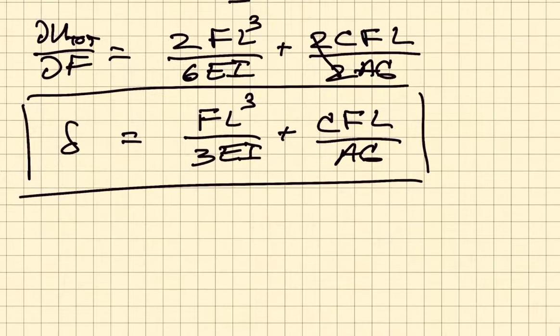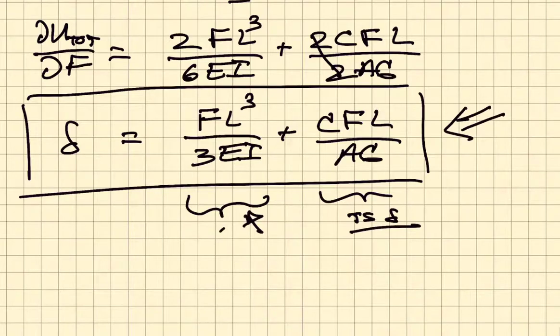And you'll notice something. This first term varies with L cubed, the second with L. And so the bending term is a greater contribution to the deflection for long, slender beams. And so what often happens is we often ignore the transverse shear deflection, and that's how you use Castigliano's theorem.